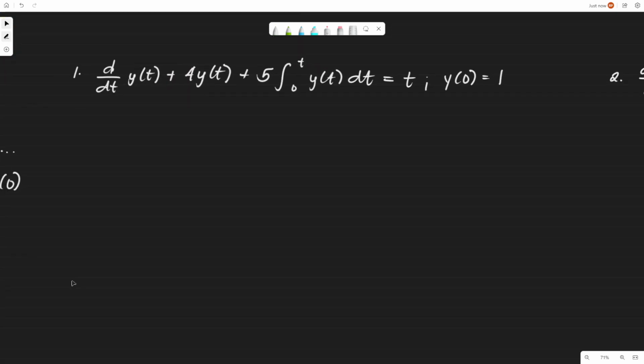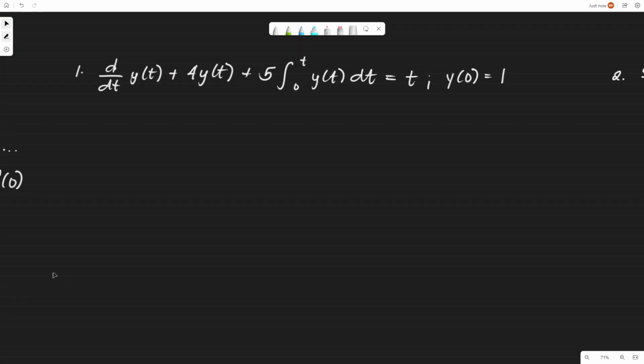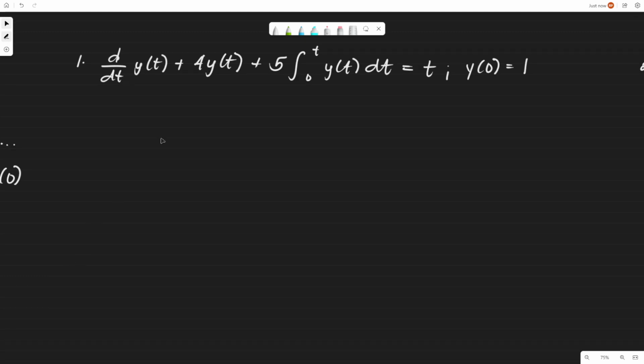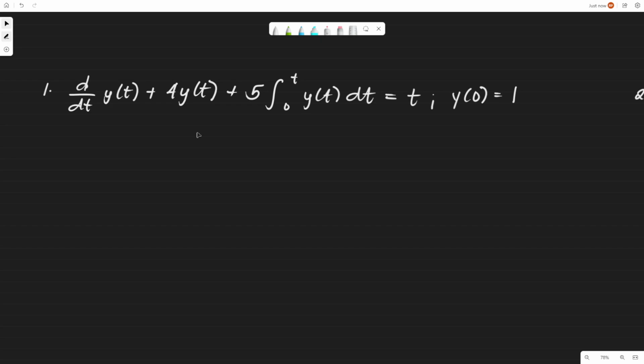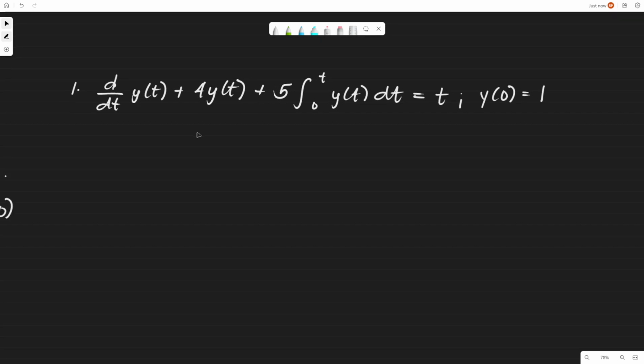Okay, so let's proceed with the example, no. So we have here an example of an integrodifferential equation. So we have here the derivative of y of t in respect to t plus 4y of t plus 5 multiplied to the integral of y of t dt from 0 to t, okay, is equal to t. So we are asked to find for the value of the function, no, ano yung y.